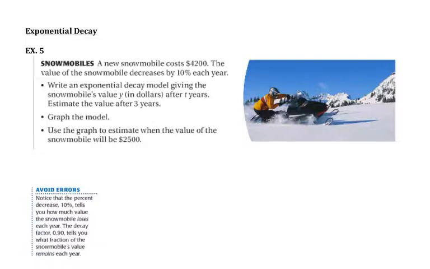So here we have a snowmobile. A new snowmobile costs $4,200. The value of the snowmobile decreases by 10% each year. So we know it's decay because it's decreasing. 10% is going to be our r value, but then convert it to a decimal. Okay, so write an exponential decay model giving the snowmobile's value, y, in dollars after t years. Then we're going to estimate and graph.